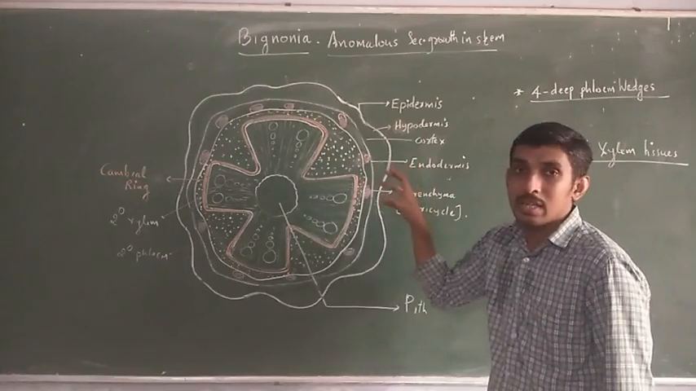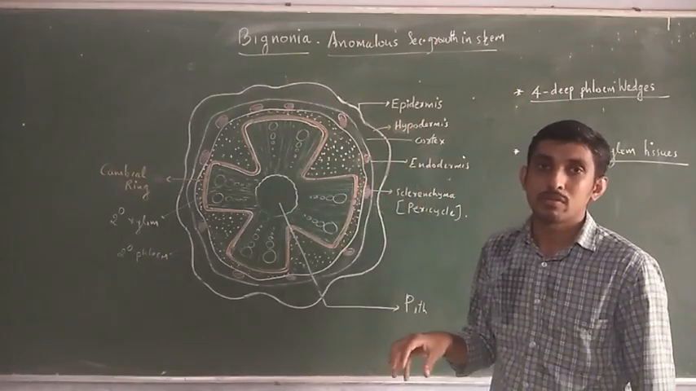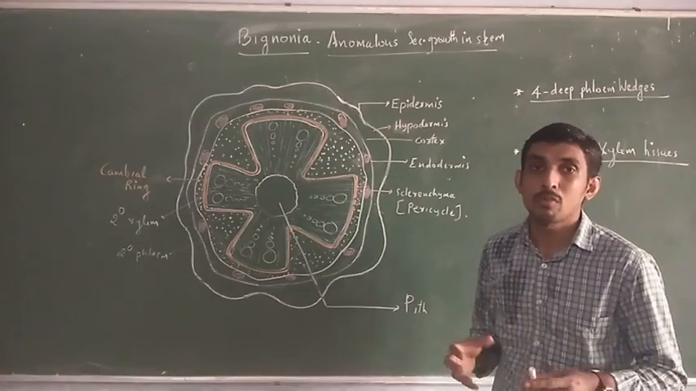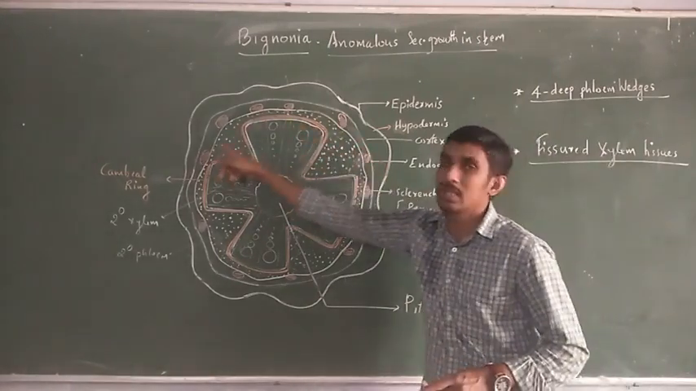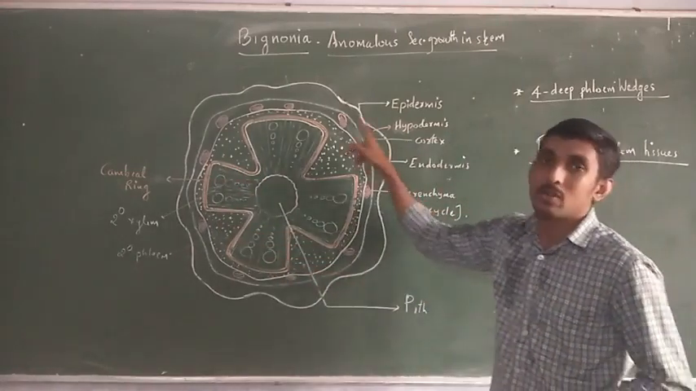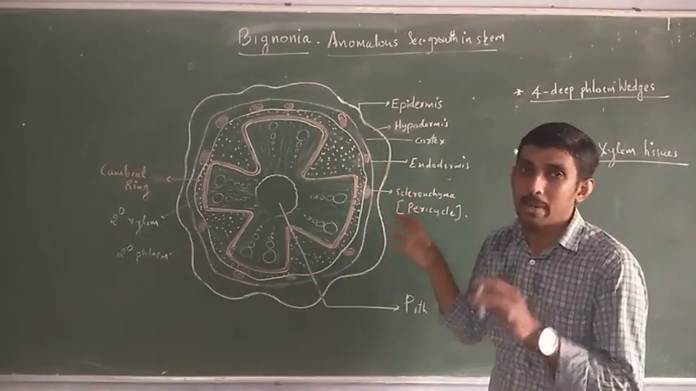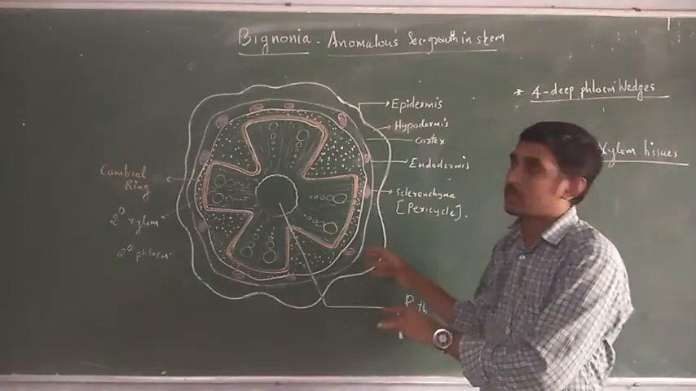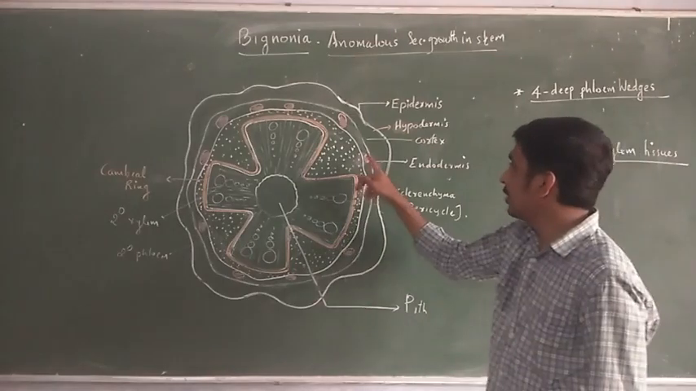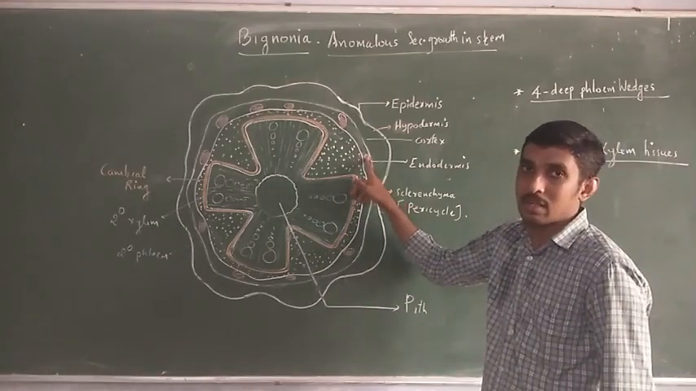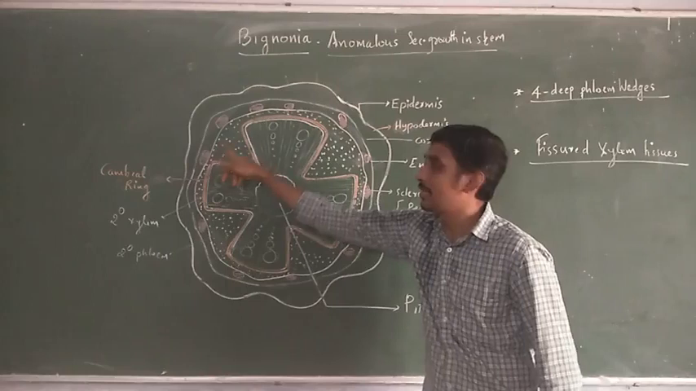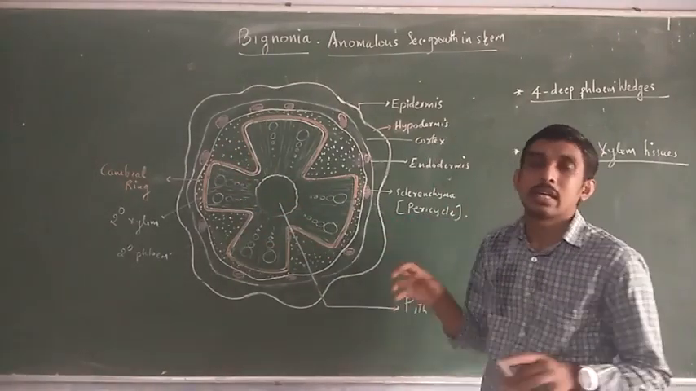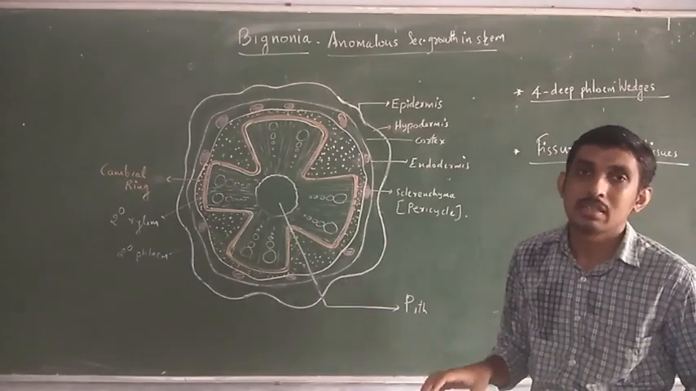And that pericycle consists of sclerenchyma tissue that exists in the form of small patches. You can see pink colored areas that I drew here. Those are the patches of sclerenchyma. That is the pericycle in case of this Bignonia stem. And inner to that pericycle, you can see a continuous single layered endodermis. In case of this Bignonia, the endodermal cells lack Casparian bands.